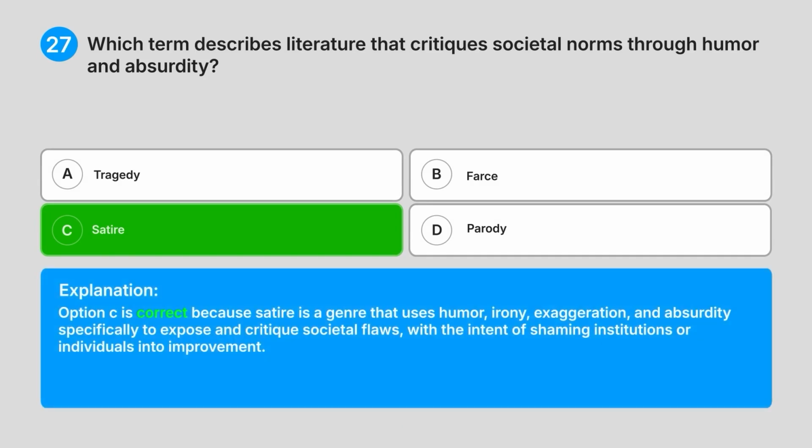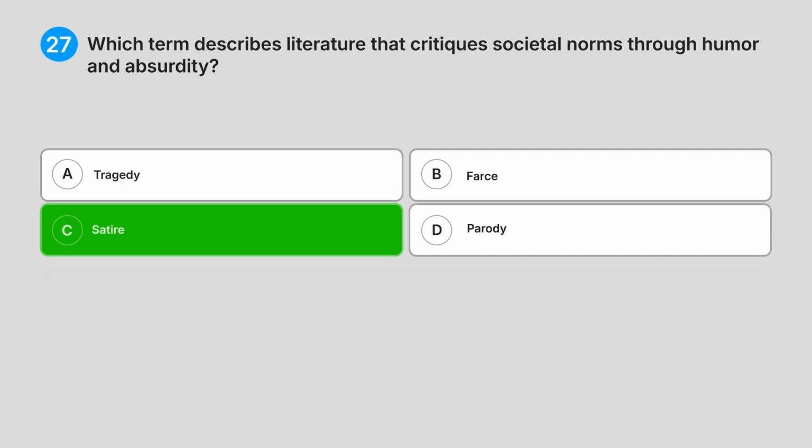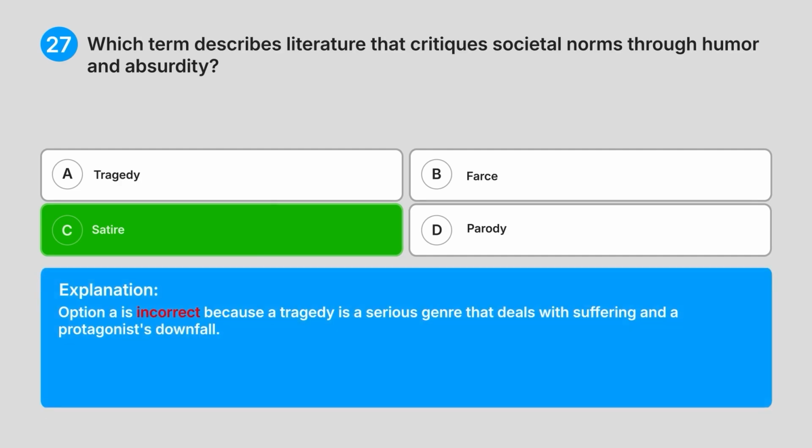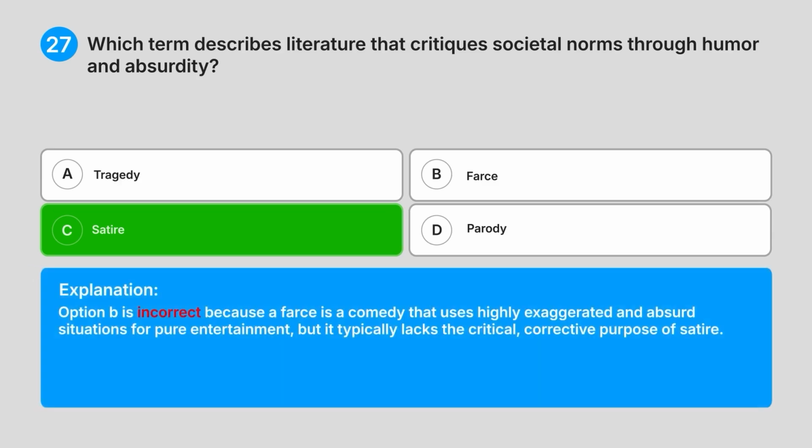Explanation. Option C is correct because satire is a genre that uses humour, irony, exaggeration, and absurdity, specifically to expose and critique societal flaws, with the intent of shaming institutions or individuals into improvement. Option A is incorrect because a tragedy is a serious genre that deals with suffering and a protagonist's downfall. Option B is incorrect because a farce is a comedy that uses highly exaggerated and absurd situations for pure entertainment, but it typically lacks the critical, corrective purpose of satire.